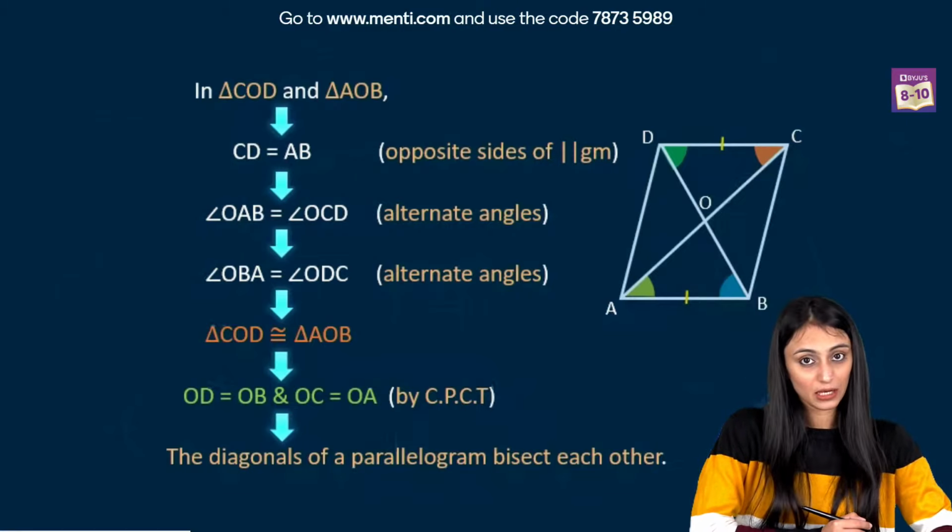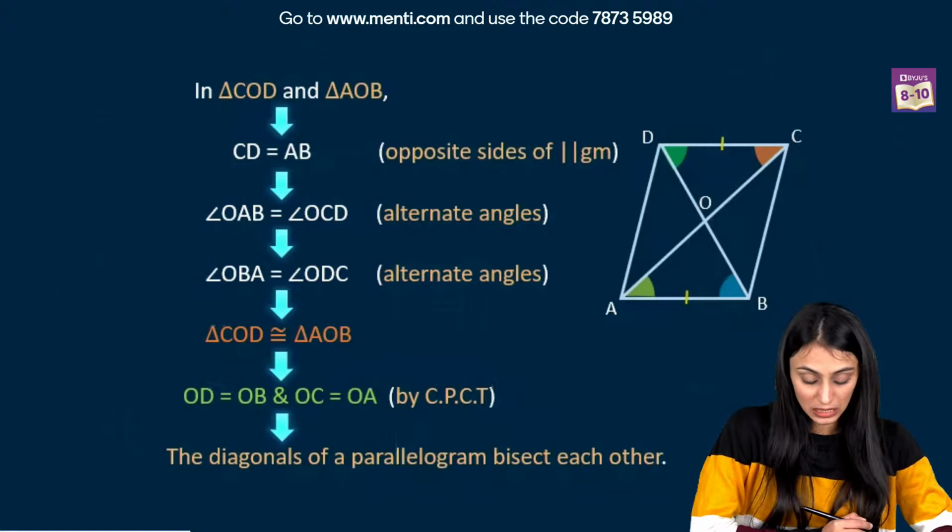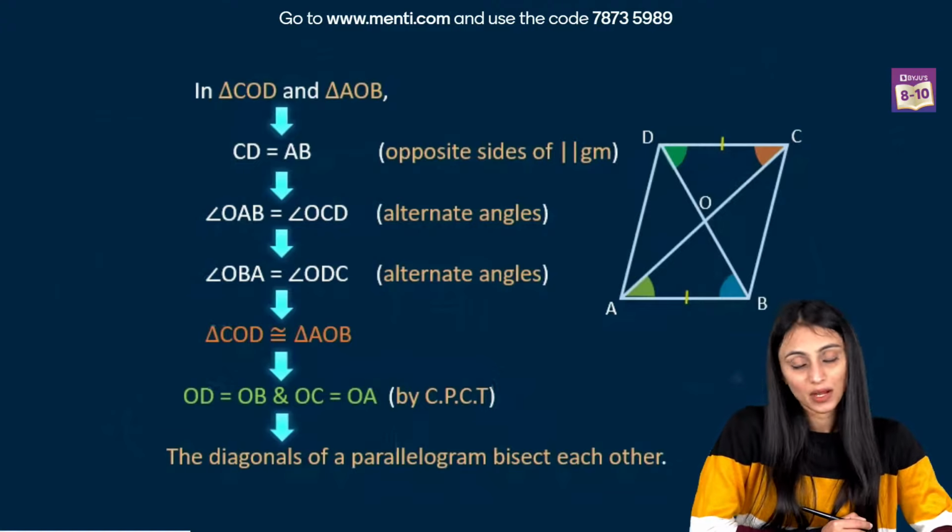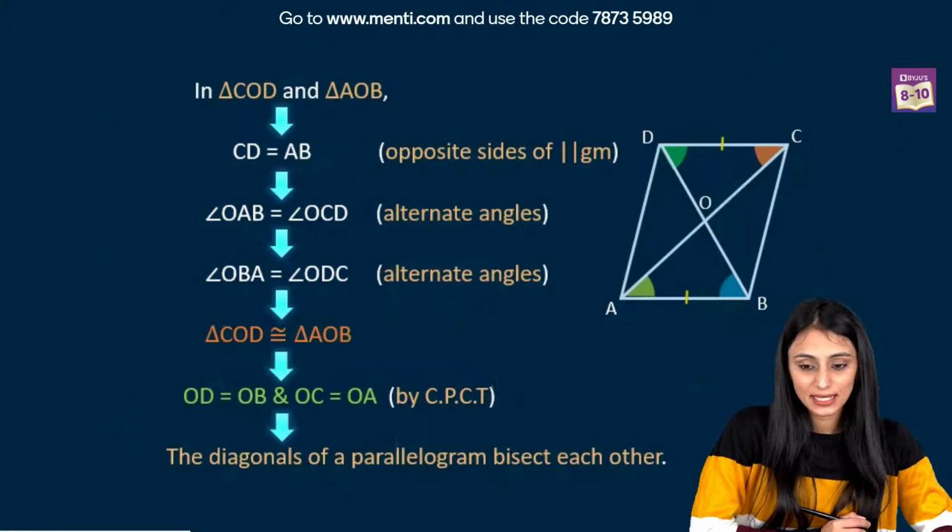So by angle side angle property. Since triangles are congruent, their corresponding parts would be equal. So OD and OB would be equal. OC and OA would be equal by CPCT. So we can say that diagonals of a parallelogram actually bisect each other.